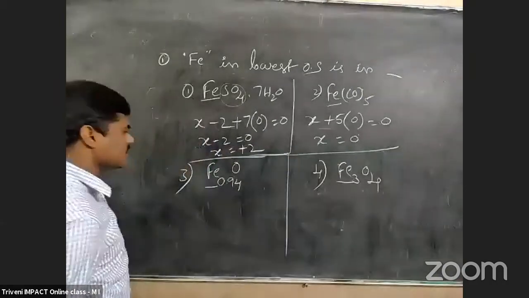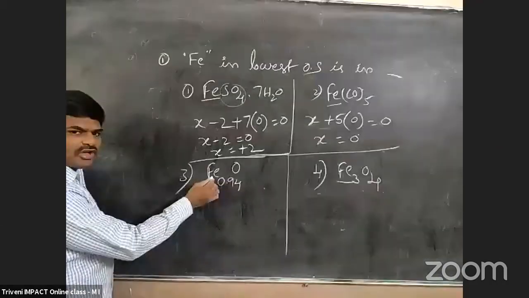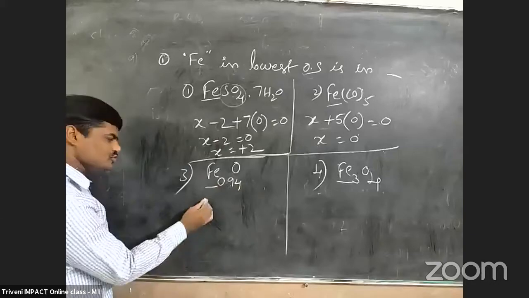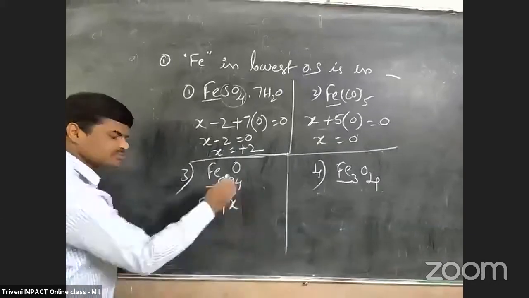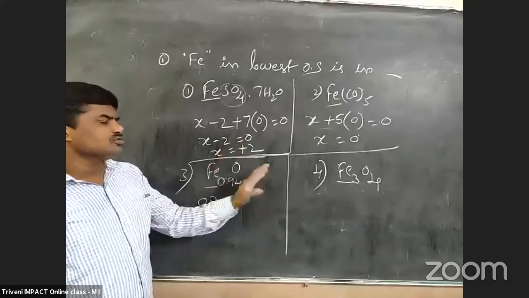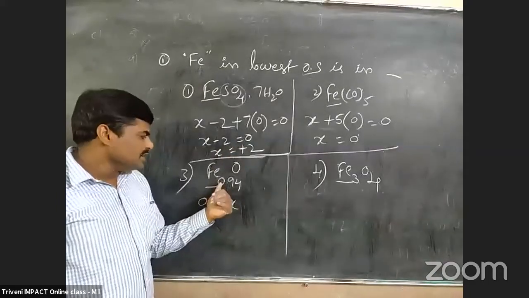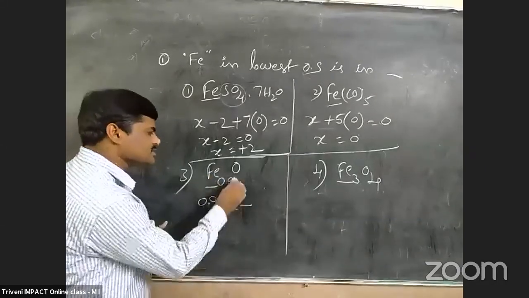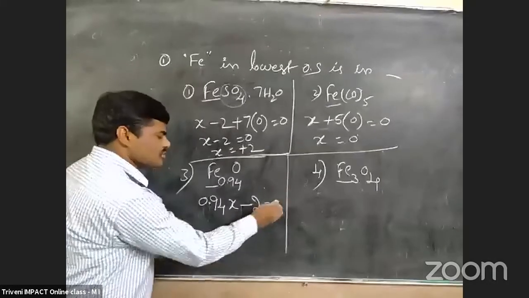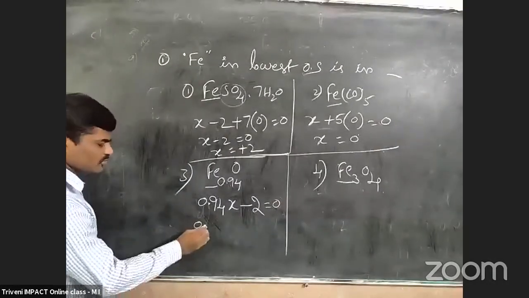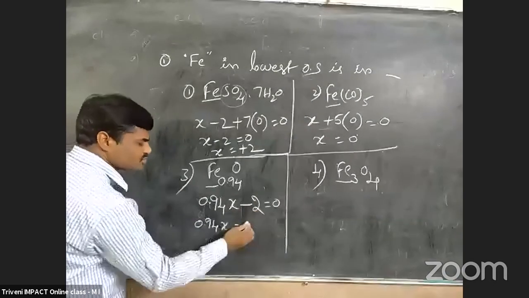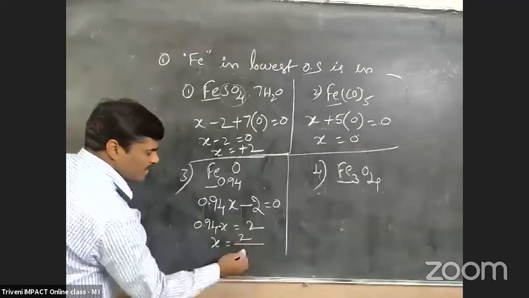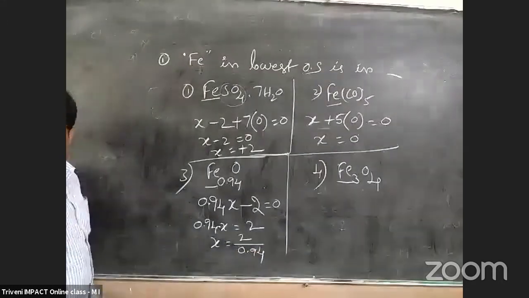Now coming to the third option, let the oxidation state of Fe be x. Here 0.94 Fe atoms are there, so 0.94x. If 2 Fe atoms were there, you would keep 2x. So 0.94 into x minus 2 for the O oxidation state is equal to 0. Then 0.94x is equal to +2, then x is equal to 2 by 0.94.